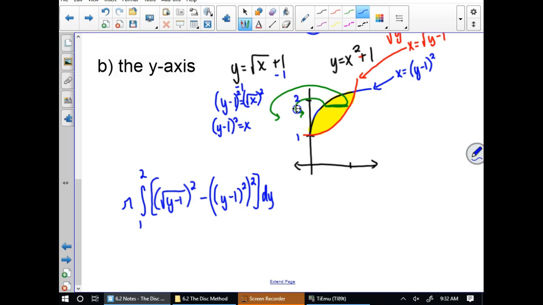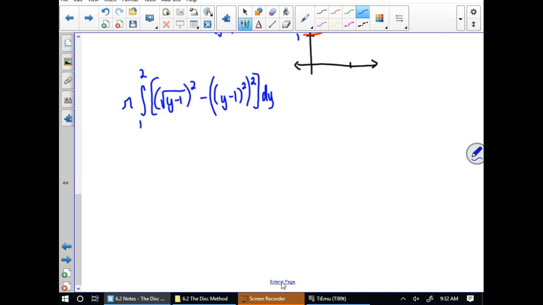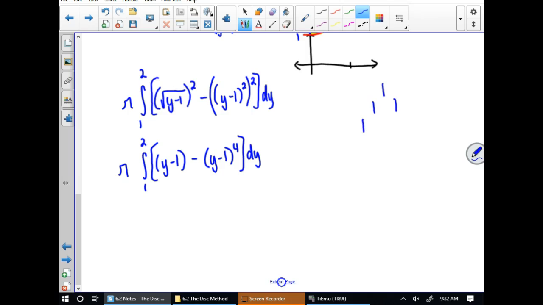And so this one is worse to solve than the last one, because we're going to have pi, integral from 1 to 2. This part's not bad, we just have y minus 1. But over here, we're going to have y minus 1 to the 4th power. If you find yourself having to do this by hand, if you'll recall, it's been a long time since we did it, but you can use Pascal's triangle to do this.